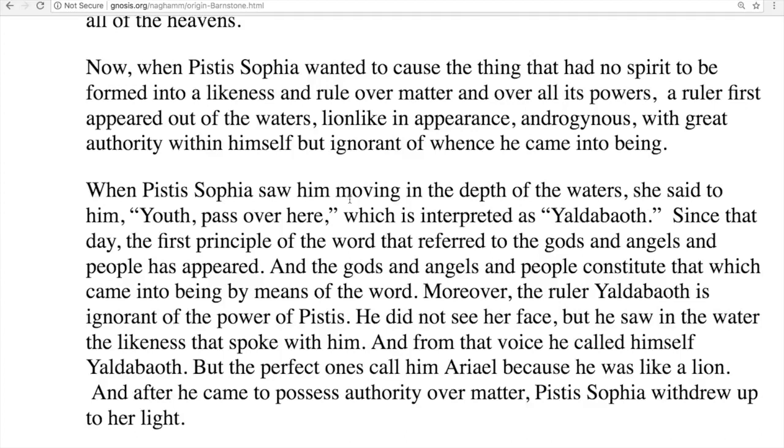And after he came to possess authority over matter, Pistis Sophia withdrew up to her light. Now she had finished what she intended to do. She invested in him authority to oversee matter, not oversee chaos.